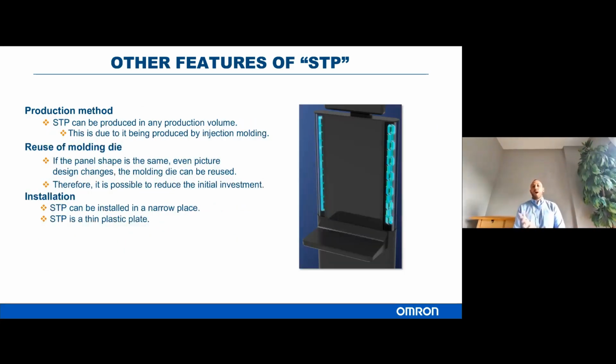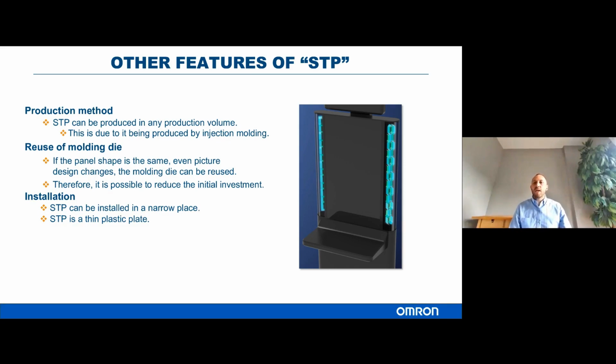So lastly, here are some other key features of STP. And this has to do more with production and assembly. So almost key features for you, the customer, not necessarily for the player itself, but for you, the customer, definitely some key features. One is the production method. So STP can be produced in any kind of production volume, from 5K pieces to 15 to 100K pieces and more. The reason is it's all done by injection molding. So it's very easy production method.